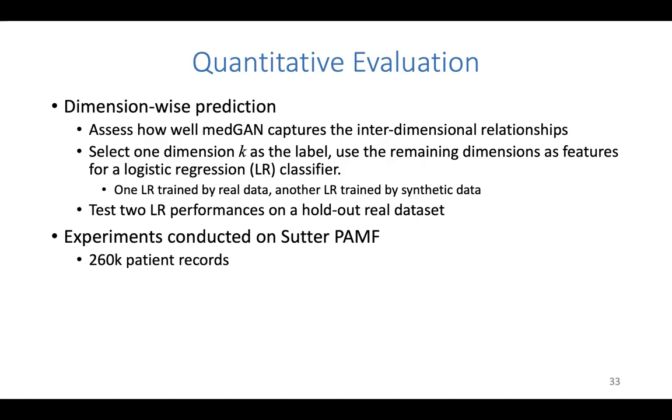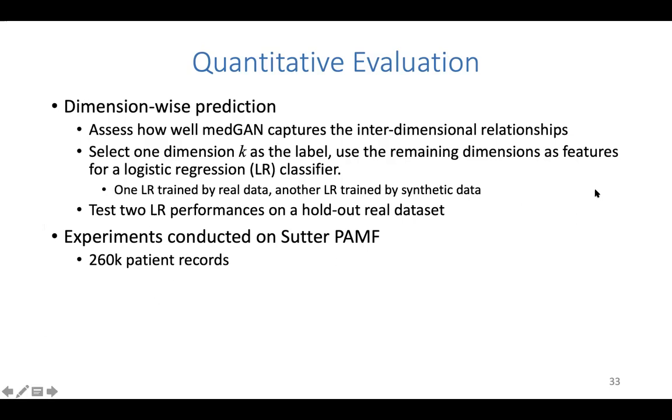And if the performance of the two is exactly the same, then it means that the fake samples are capturing the relationship between the features, or between the columns, appropriately. Because in order to predict a specific dimension K, the data set needs to capture the relationship between K and the remaining features. And again, we use binary variable with 260K patient records.